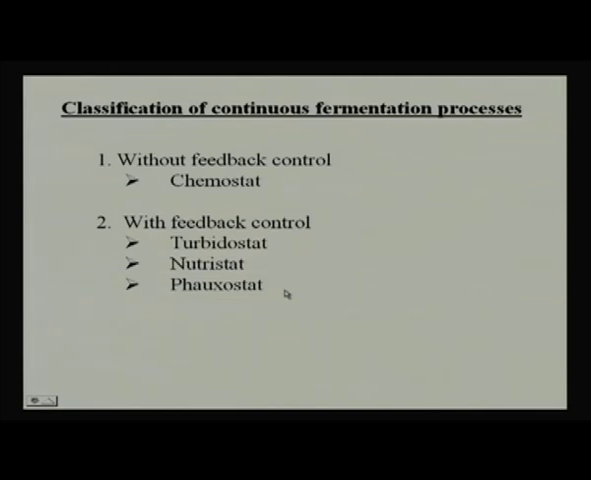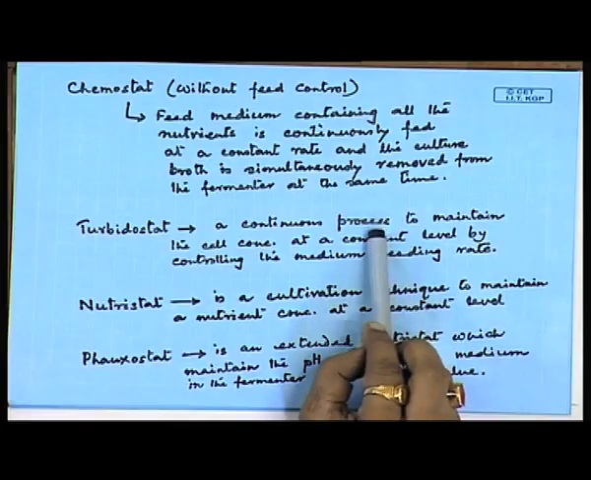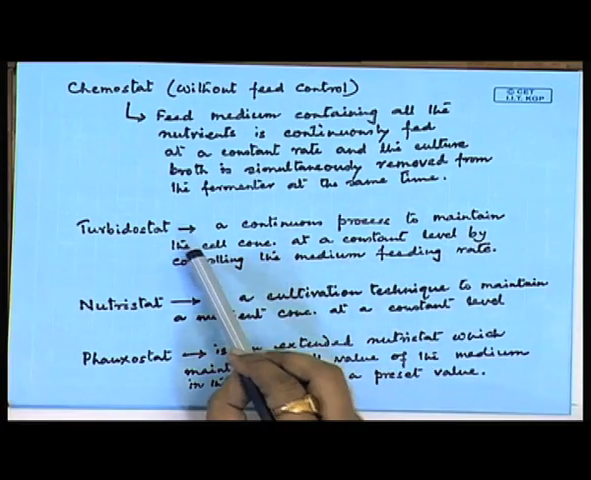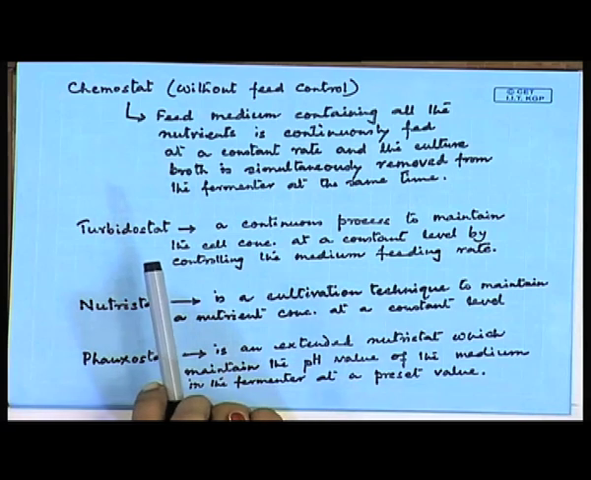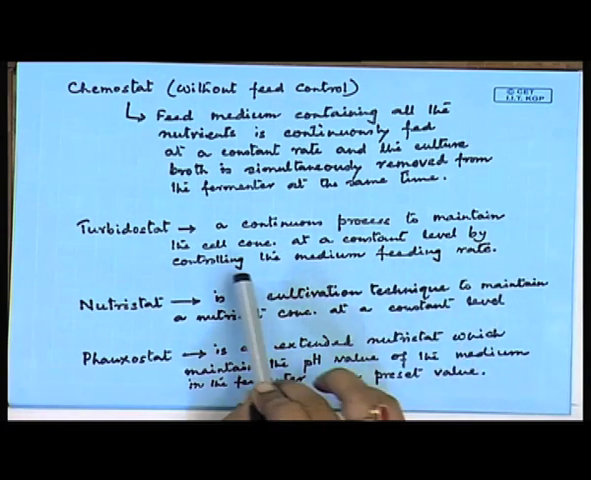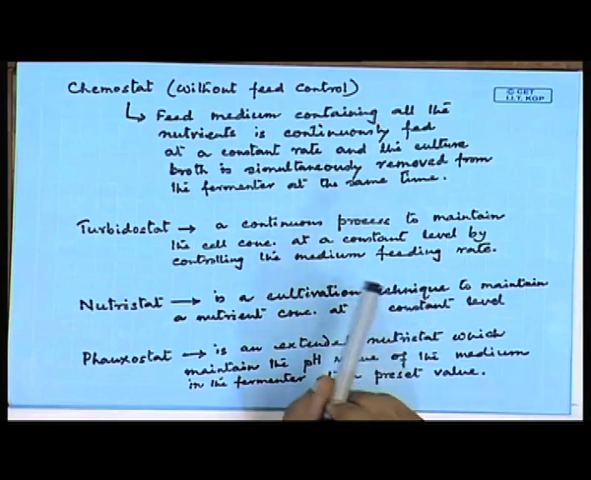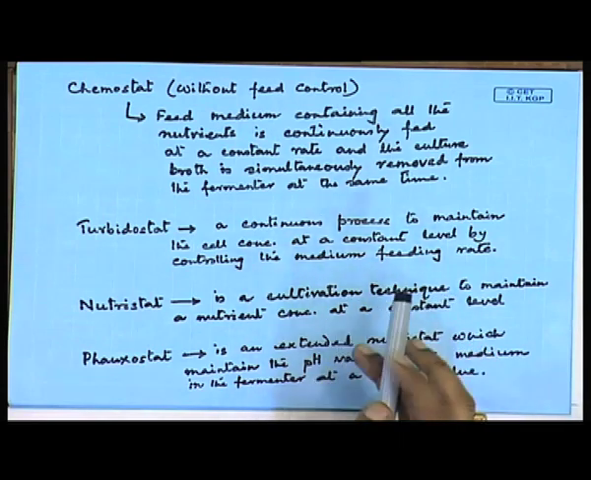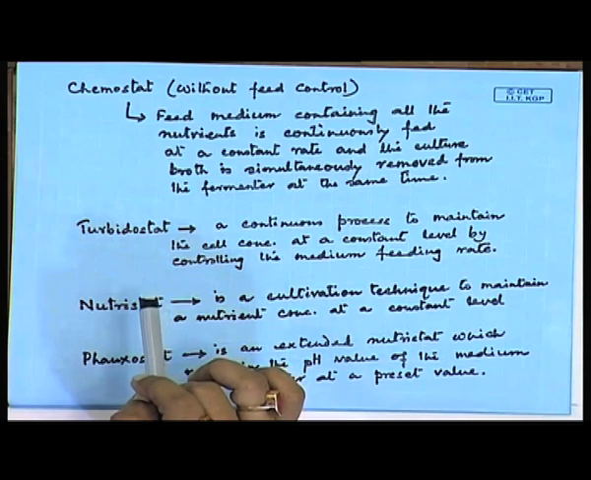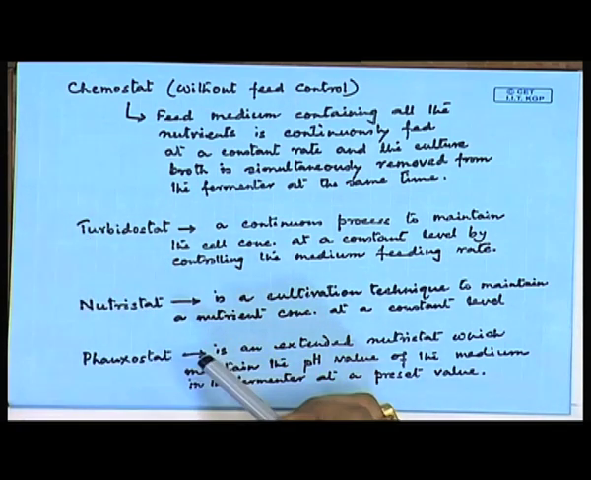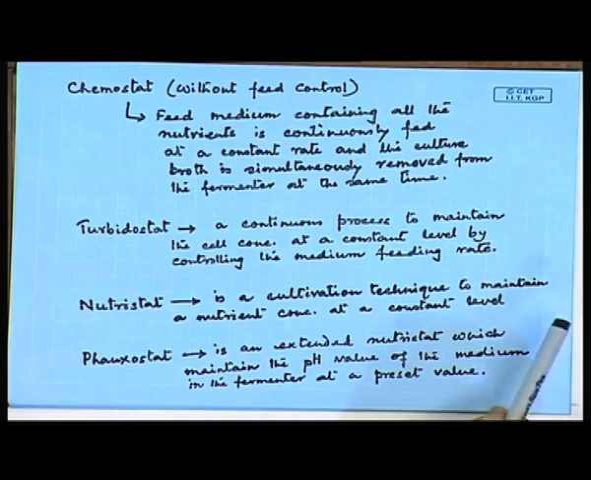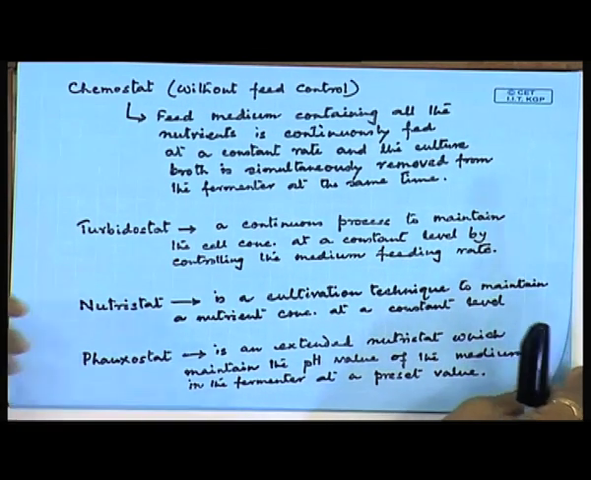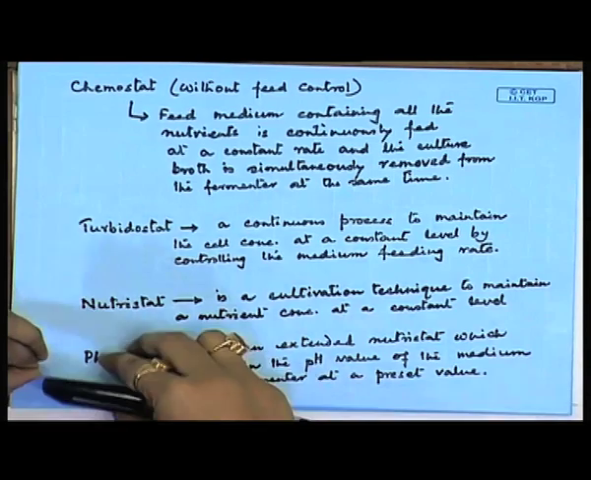Coming to the turbidostat, it is a continuous process to maintain the cell concentration at a constant level by controlling the feeding rate of the medium. So, this is the turbidostat. When we come to the nutristat, it is the cultivation technique to maintain the nutrient concentration at a constant level. Now, what is happening when we are talking about the different types of fermentation process?